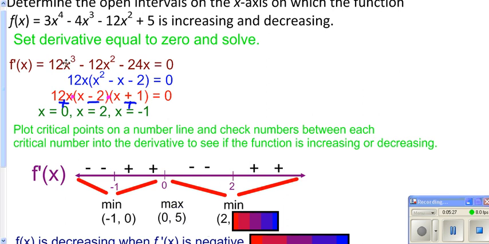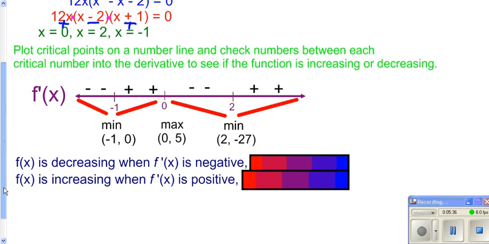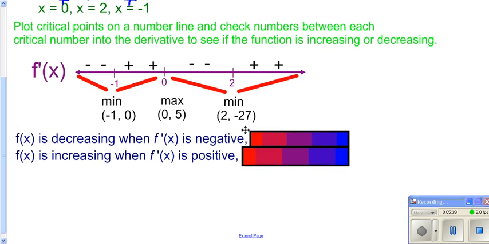Plug 0 into your original function up here, and you will get 5. Plug 2 into your original function up here for all your x's to get the y-coordinate, and we end up getting -27. In this particular case, this would be your absolute min.